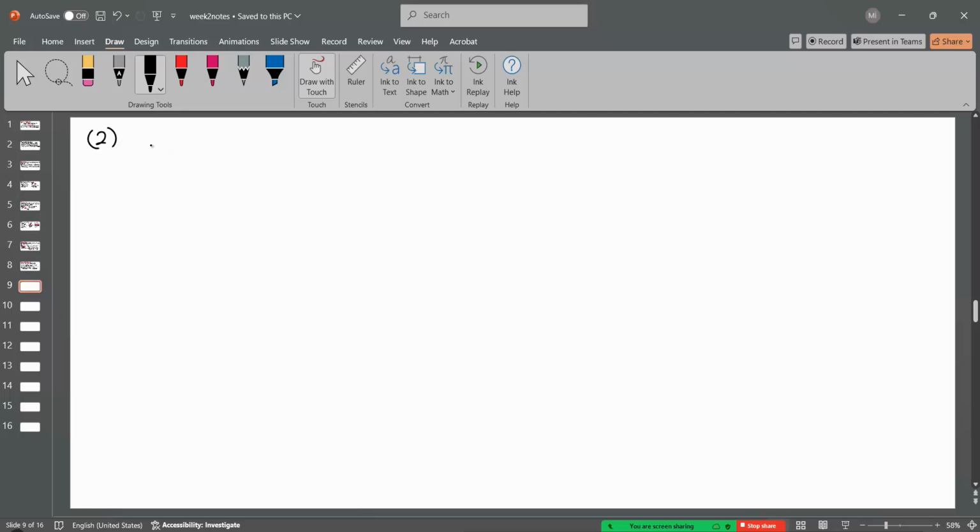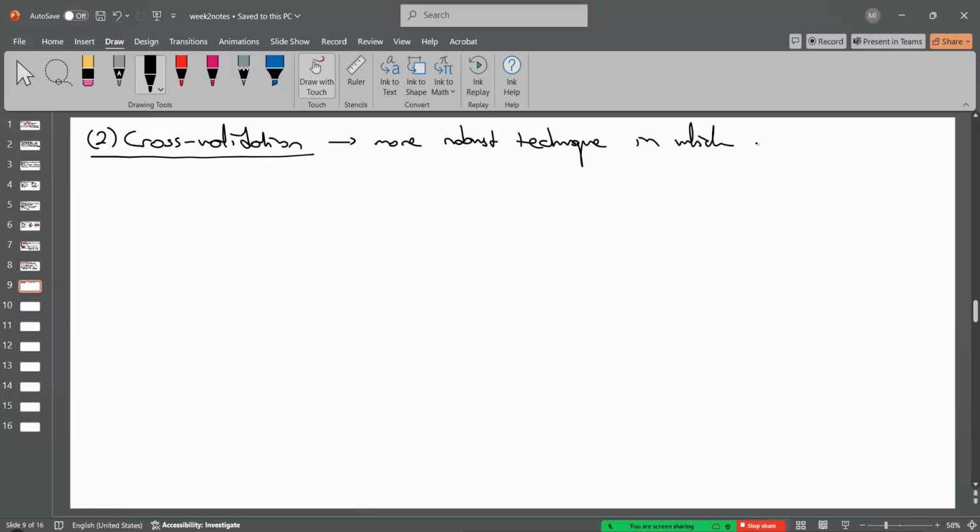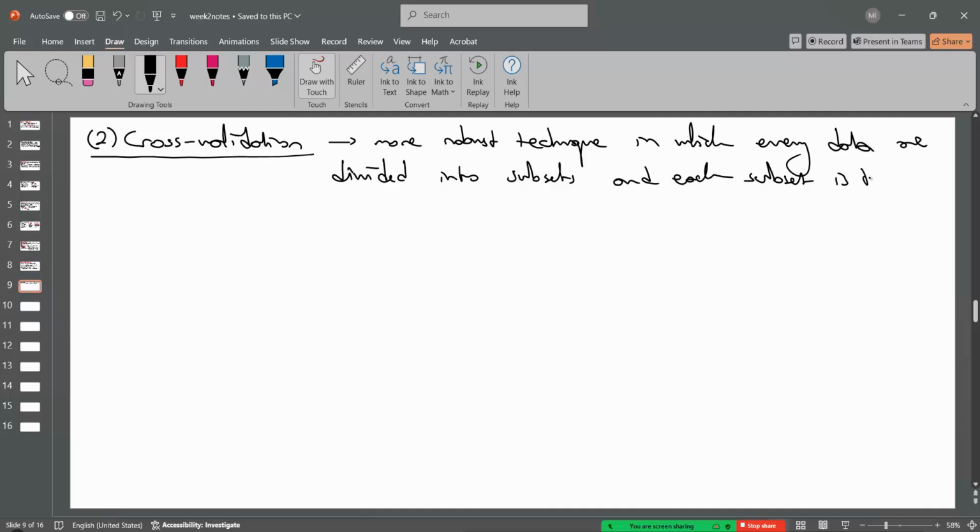But we have another method, cross-validation. The cross-validation method is a more robust technique, in which the data is divided into subsets, and each subset is trained and tested. How can we do that?